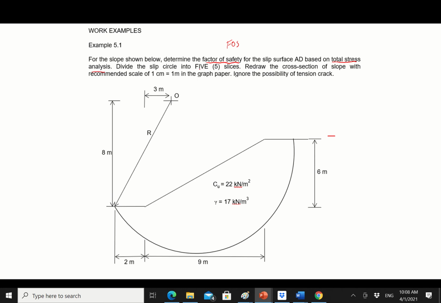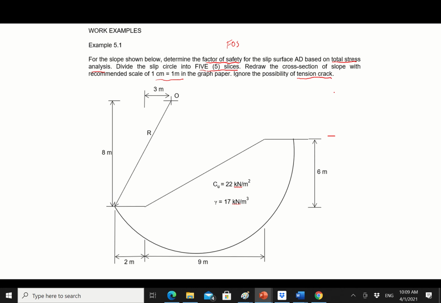And the requirement is to draw the slope with 5 slices, and the scale needed for this particular example 5.1 is 1 centimeter equal to 1 meter on the graph paper. So this is also important information. We ignore the possibility of tension crack.